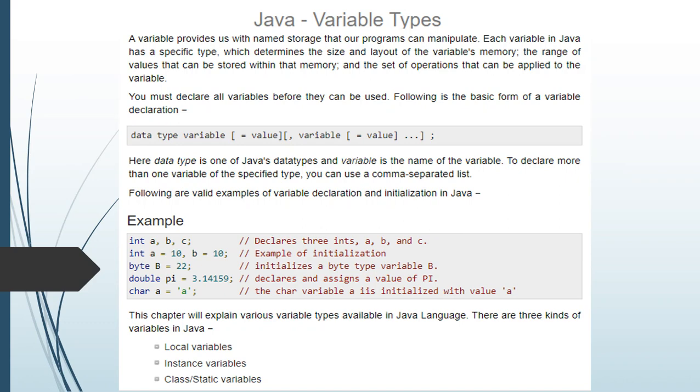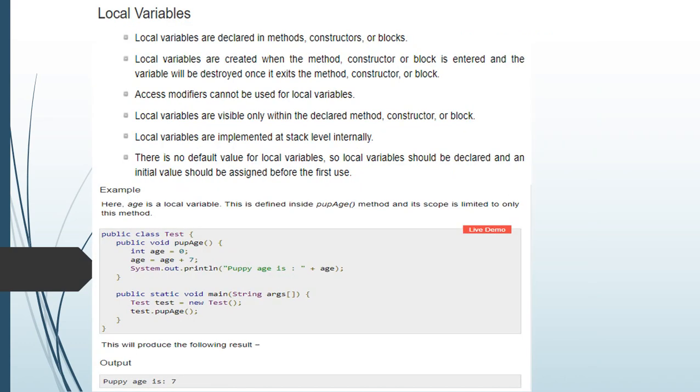There are three kinds of variables in Java: local variables, instance variables, class static variables. Local variables. Local variables are declared in methods, constructors, or blocks. Local variables are created when the method, constructor, or block is entered, and the variable will be destroyed once it exits the method, constructor, or block.